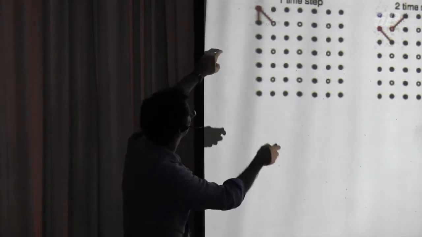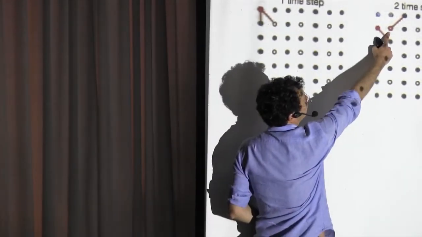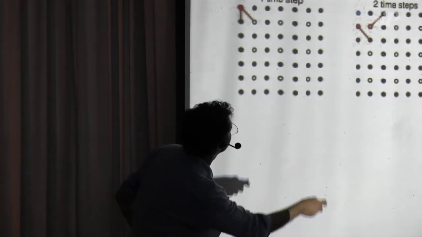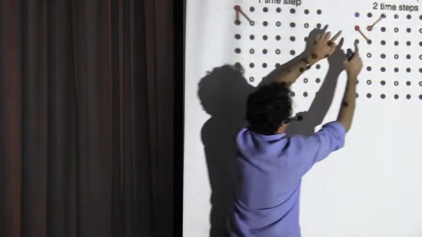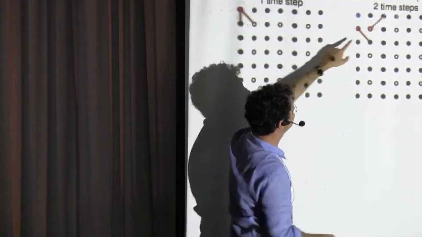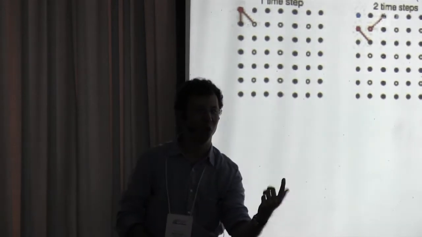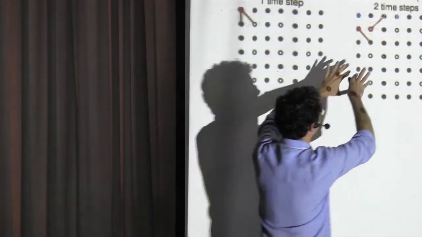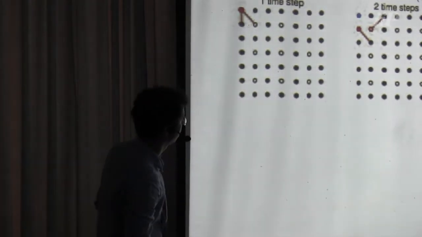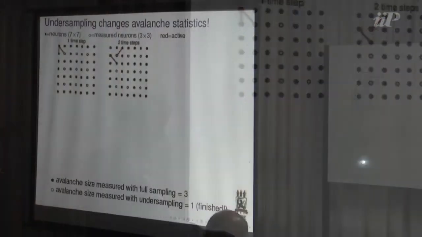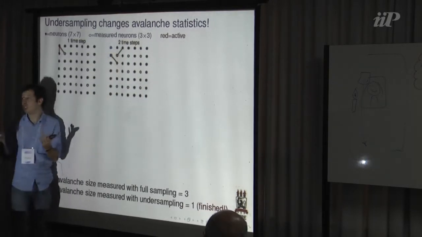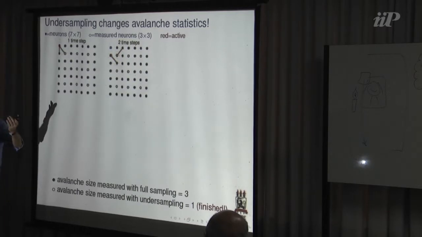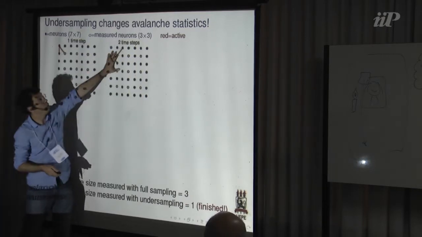Now, the avalanche goes on to those 2 guys. So this guy spikes, this guy spikes. I see 3 spikes, 1, 2, 3 in the full sampling, and then 1 spike finally in the matrix. So 3 occurred, I measure 1. Now this thing propagates, like this. Now something happened. Activity propagates here and here, and for the matrix, the avalanche is over.